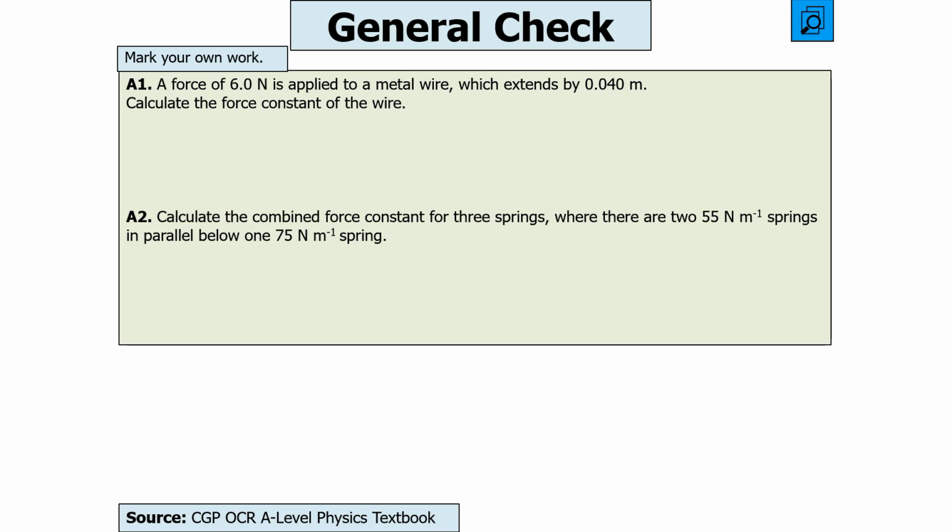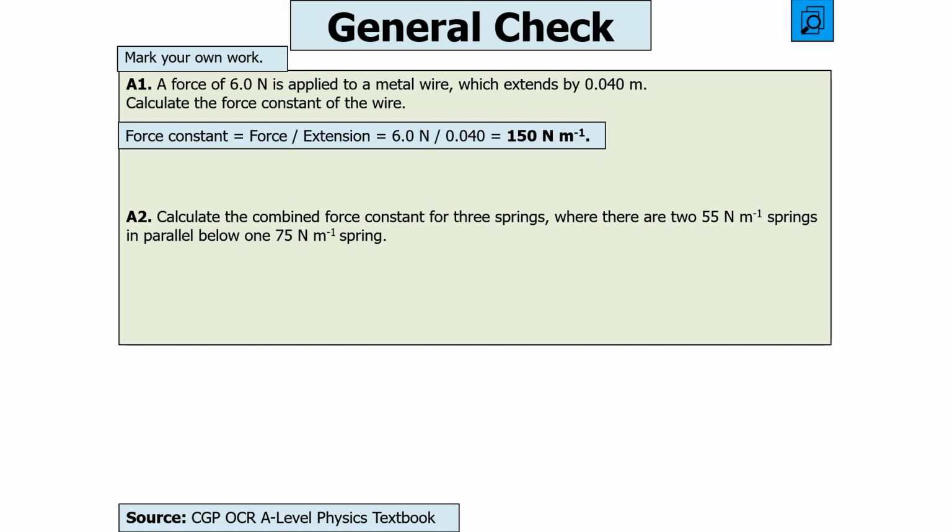Right, so how do you answer this question? Well, we know that the force constant, or the spring constant, is the force divided by the extension. So it's 6 newtons divided by 0.040, which is 150 newtons per meter.